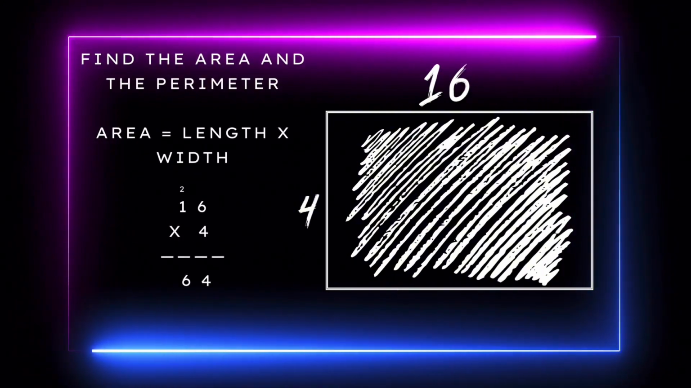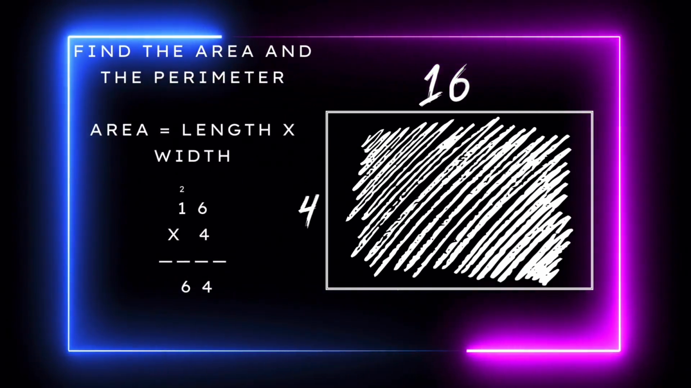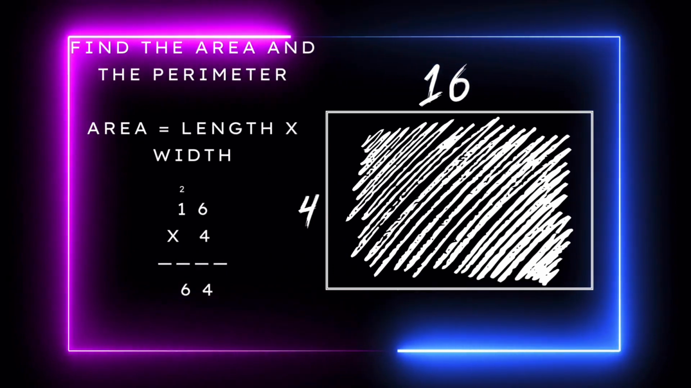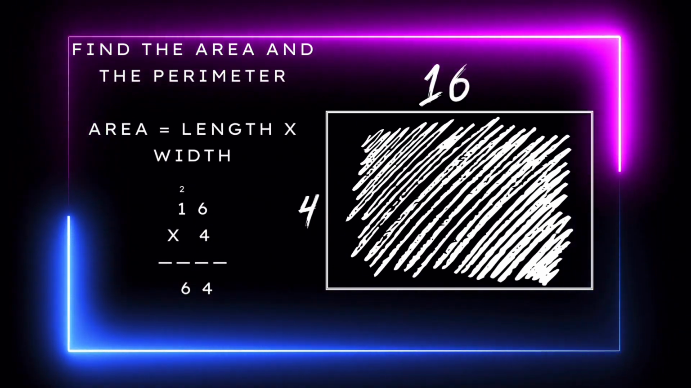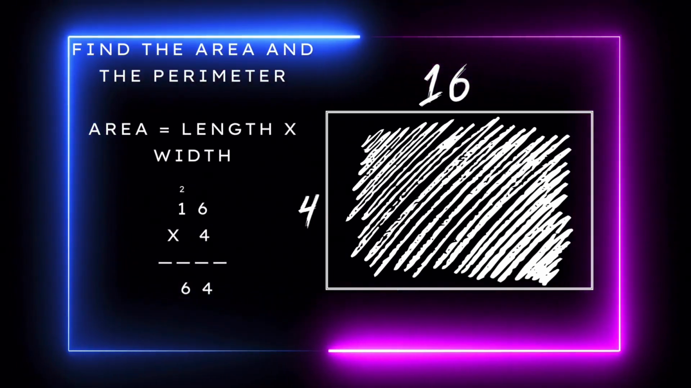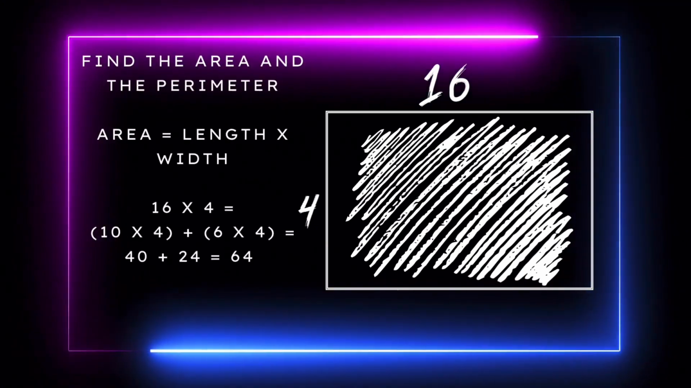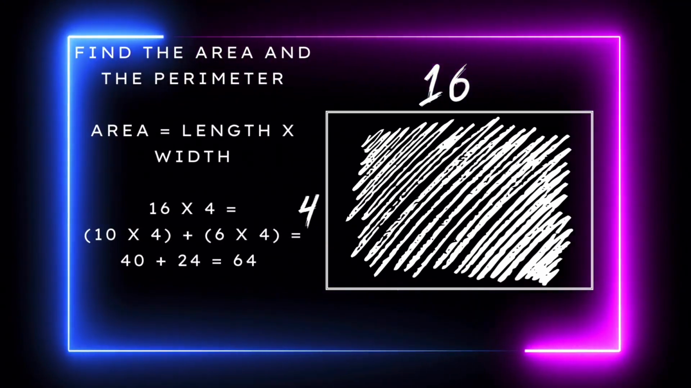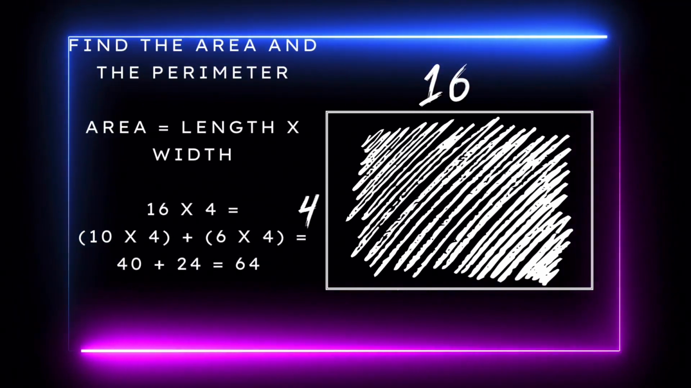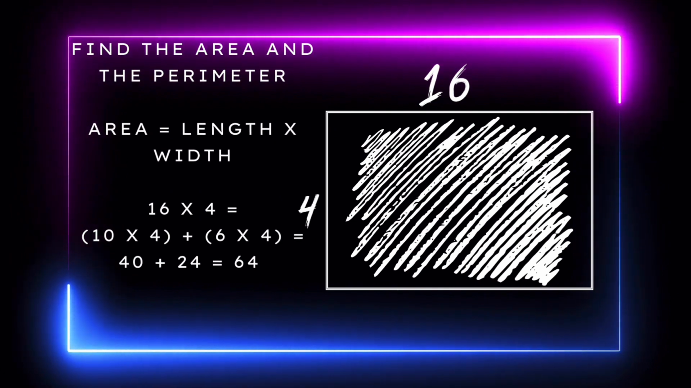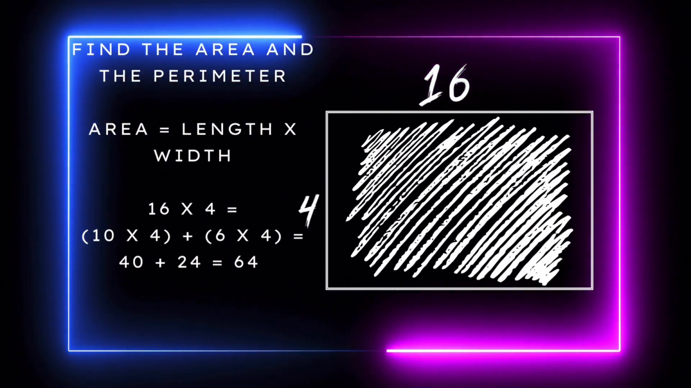You can pause the video if you need more time, but 16 times 4, well, 4 times 6 equals 24. So we put down the 4 and carry the 2. 4 times 1 equals 4, plus 2 equals 6, so the total equals 64. The other way to do this is 16 times 4 is the same as 10 times 4 plus 6 times 4. 10 times 4 is 40, 6 times 4 is 24. 40 plus 24 equals 64.